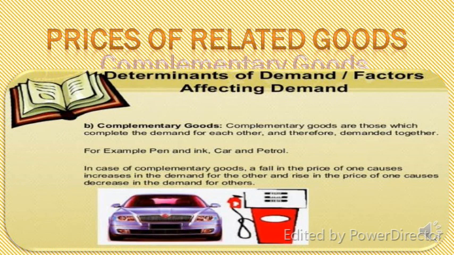There is an inverse relationship between the demand for a good and the price of its complement. When the price of petrol rises, we find that the demand for car falls. The reason is that due to the rise in price of petrol, people postpone the demand for car. So automatically, even though there is no hike in the price of car, the demand for car falls.